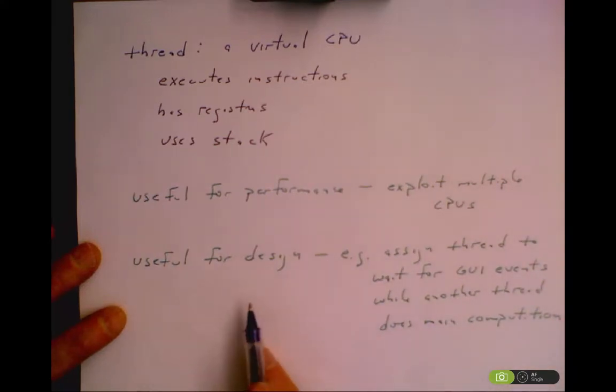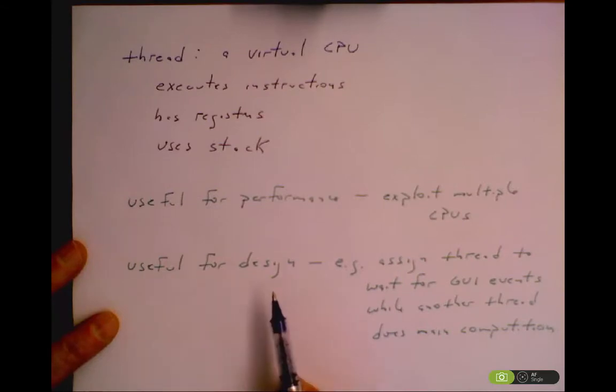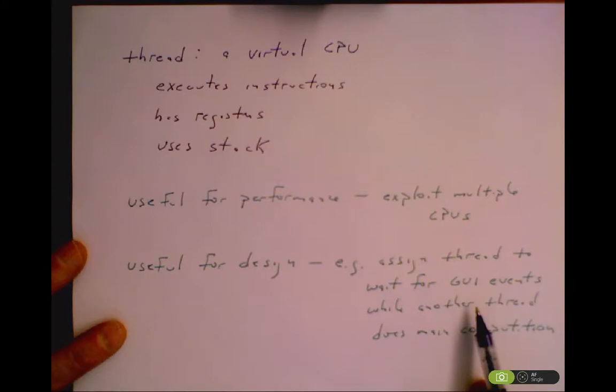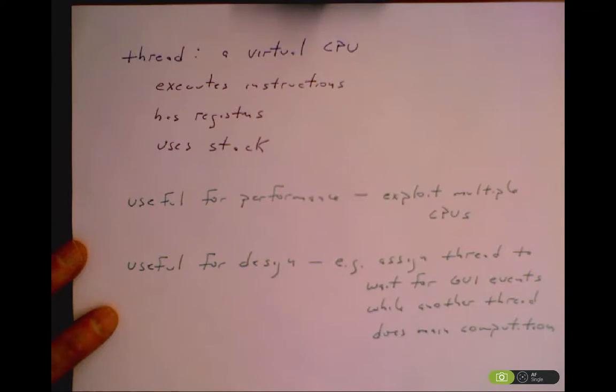But threads can be useful even if you only have one CPU, because it can be a design strategy for your software. For instance, you might assign a thread to wait for GUI events while having another thread computing away, doing the main computation of the application. It can be just a convenient way to structure your software. Rather than having the main computation thread periodically peek and look to see if a GUI event has happened, you can just assign a thread to wait for those GUI events.